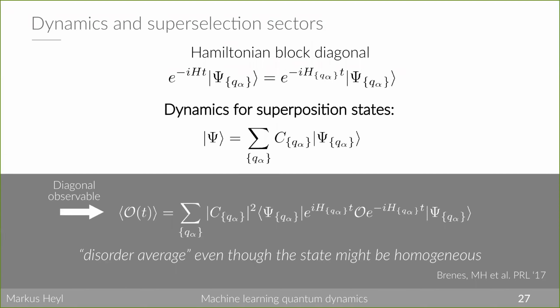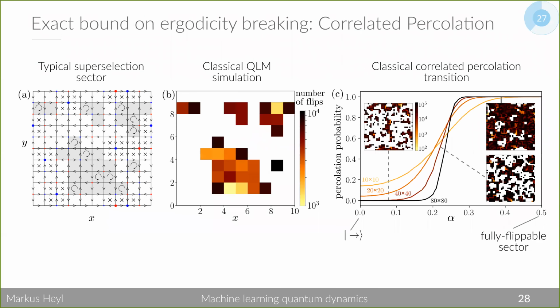And that's what you have seen for this quantum link model. And you can make this for the quantum link model a bit more concrete and show that for particular superpositions of superselection sectors, in the end, one can do some classical percolation theory, which shows that you're always non-ergodic.